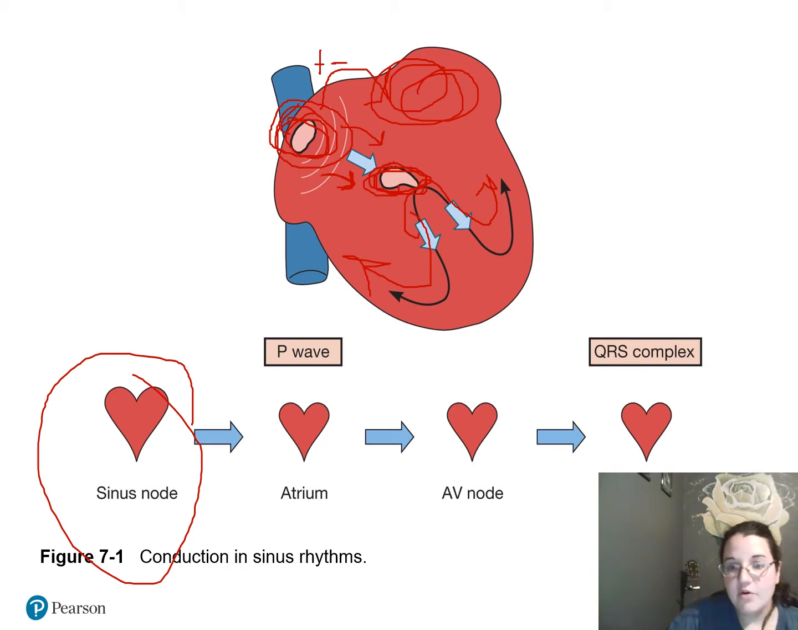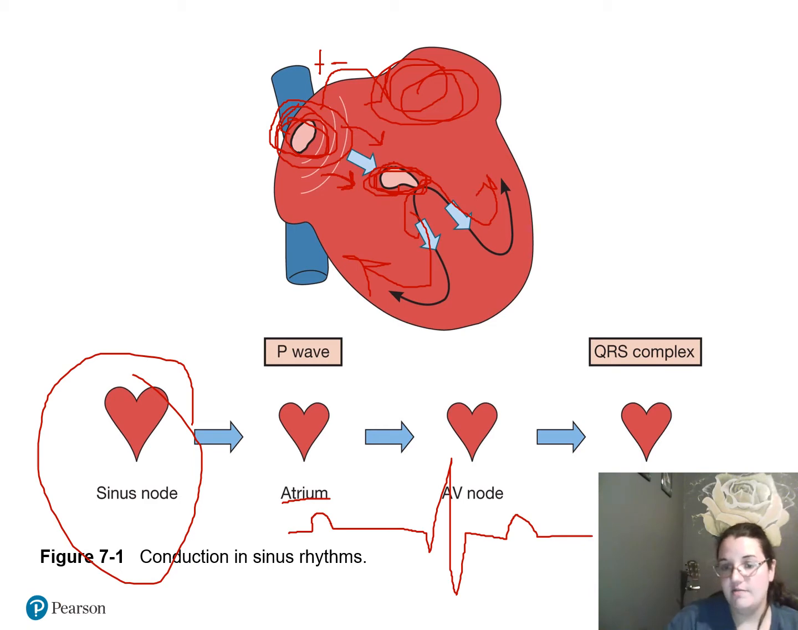And then remember, on your rhythm, your atrium is represented by the P wave, and your ventricles are represented by the QRS complex and your T wave. So here's your atrium represented by the P wave. Your QRS represents your ventricles.